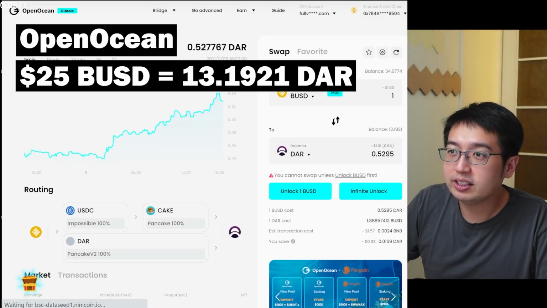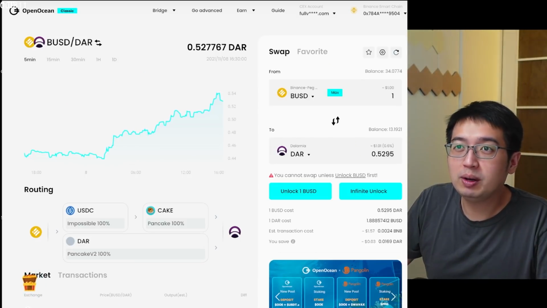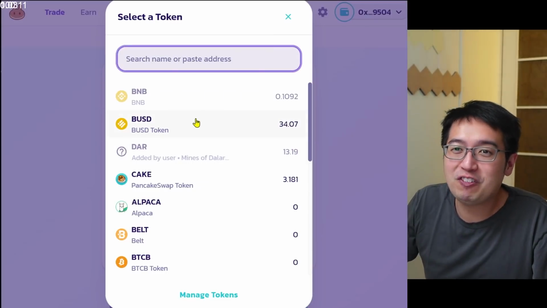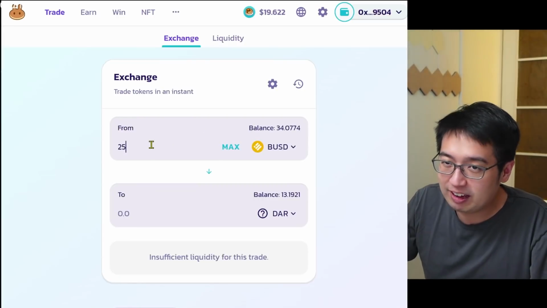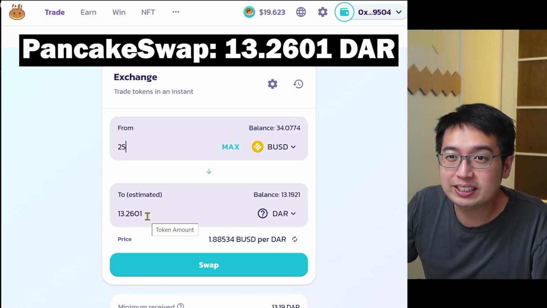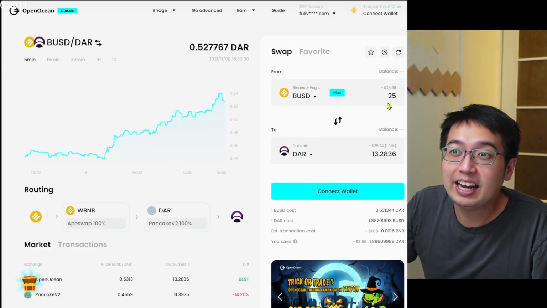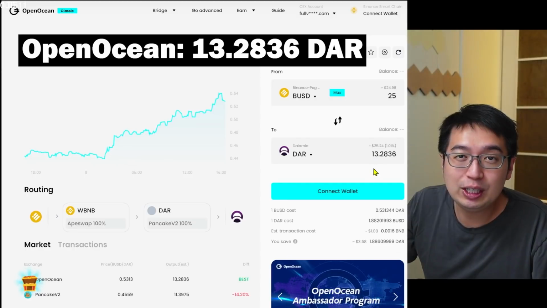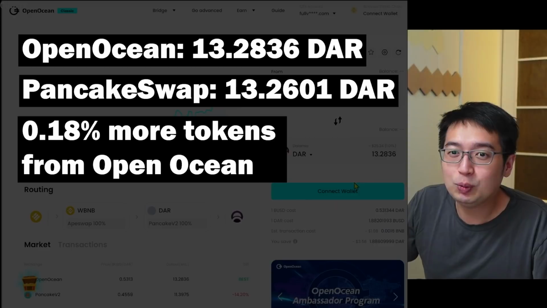And now we are going to take the same wallet and go to PancakeSwap. All right, I wasn't able to make that trade because it happened so fast. And if we take 25 BUSD on PancakeSwap, remember this number, $13.26, that's how much we're gonna get. And if we did that same swap on OpenOcean, we'd be getting 13.28. Clearly, you'll be getting more value.